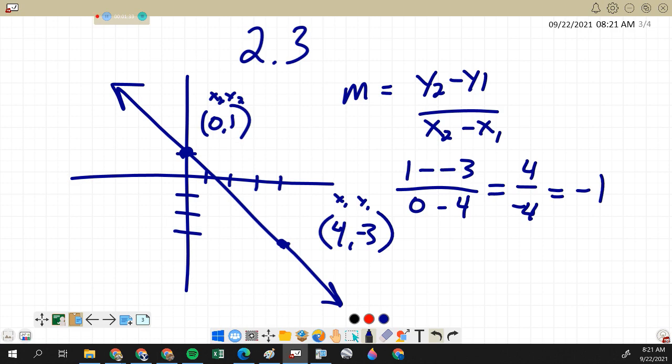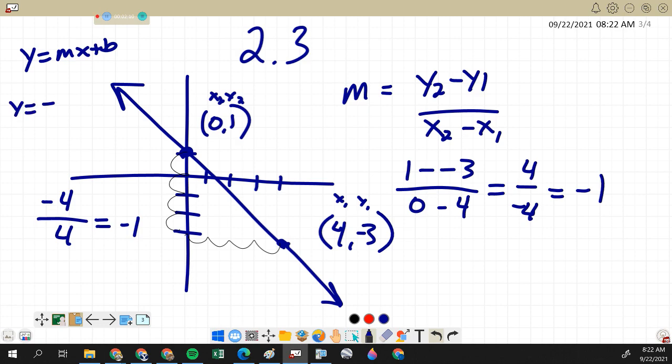Can we figure that out just from the graph without using the slope formula? Yeah. You just count 1, 2, 3, 4. Well, that's negative 4. And then 1, 2, 3, 4, which simplifies to be negative 1. Okay. The equation of the line is going to be y equals mx plus b. So what would this equation equal? Negative 1x plus the y-intercept of 1. Okay, you guys remember this?